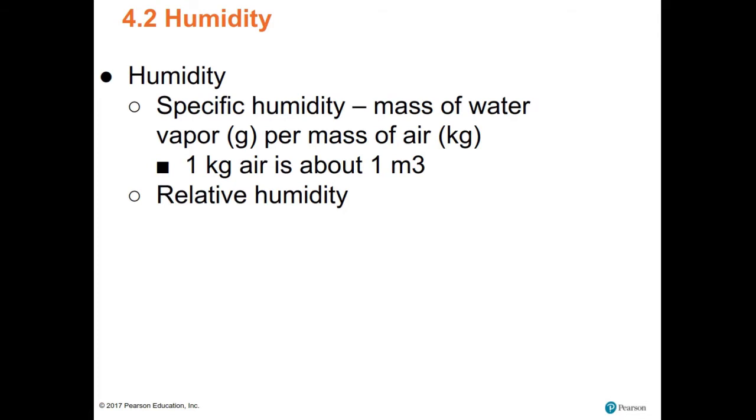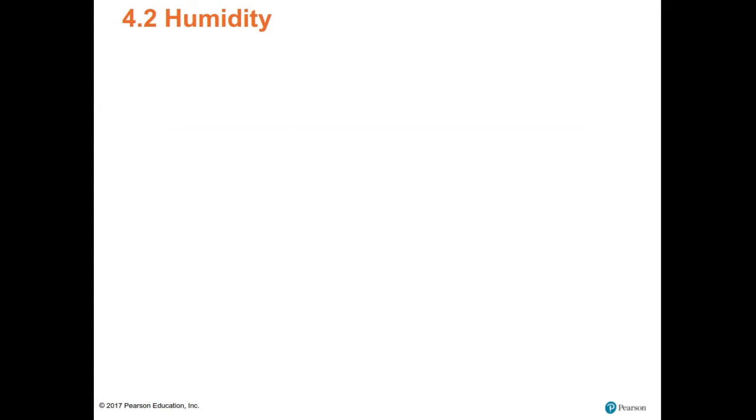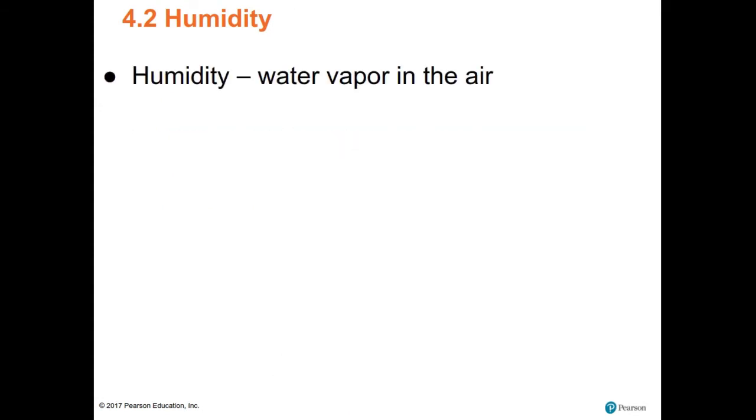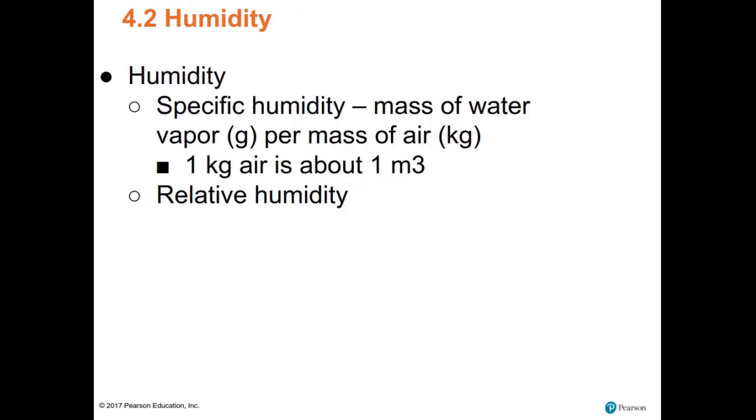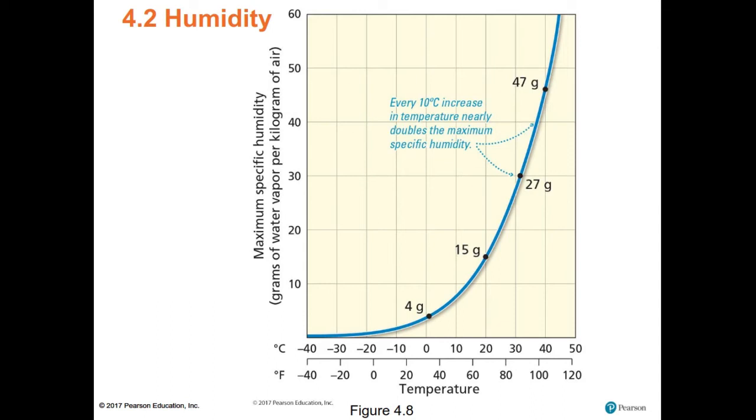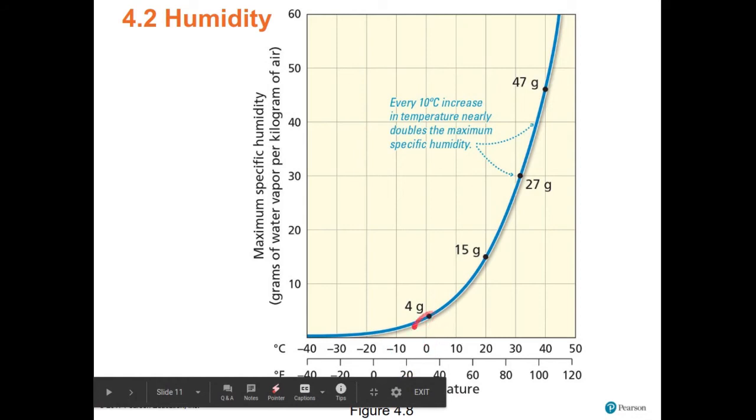Relative humidity is different than specific humidity. Relative humidity is the amount of water vapor you have compared to the amount of water vapor you could have. This is a chart of maximum specific humidity. So at any one temperature, there's only so much energy that can evaporate only so much water.